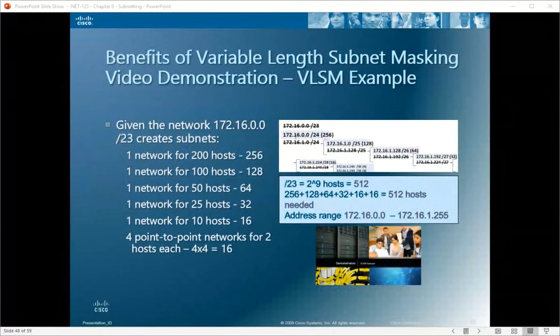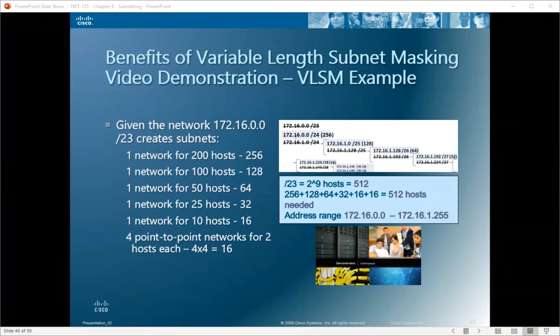Yes, Sam, remember, the idea is that we need to use our powers of 2 because that's what the subnet mask represents. So if we were to try and use 128 instead of 256, we wouldn't have enough hosts to cover it. If we had 257 hosts that were needed, 256 wouldn't be enough. We'd have to go up to 512.